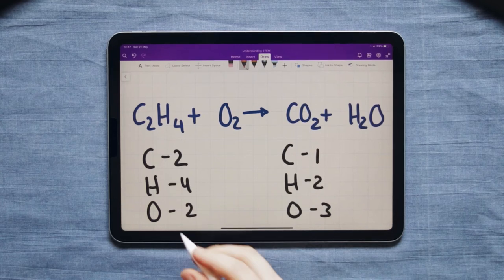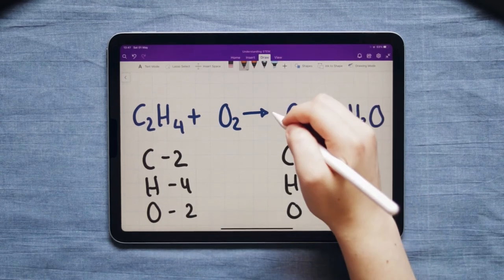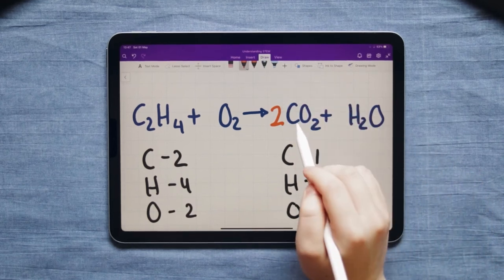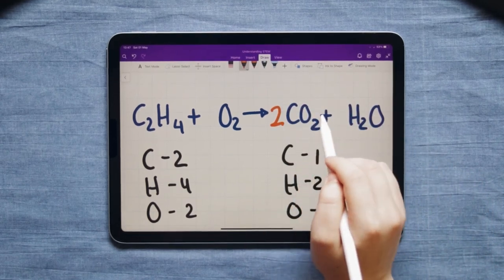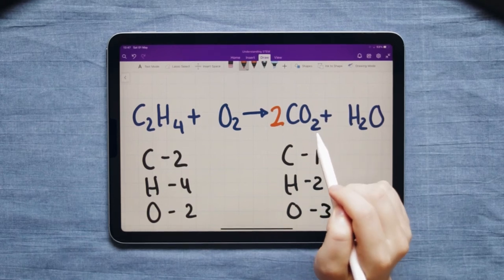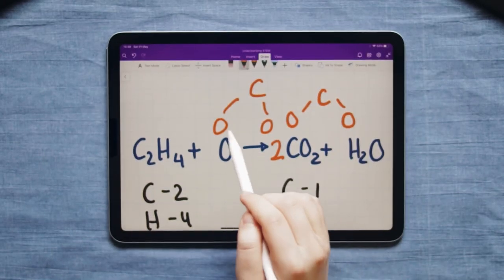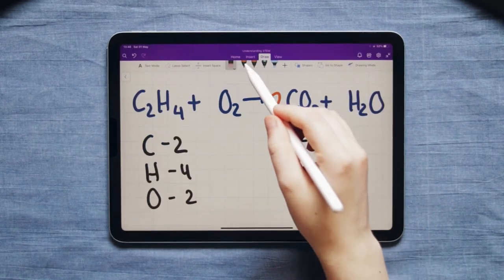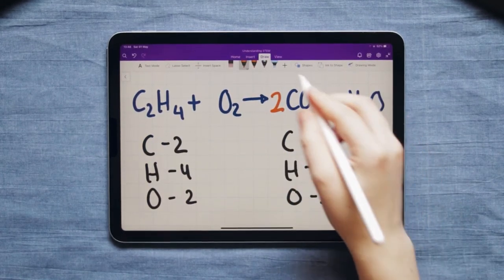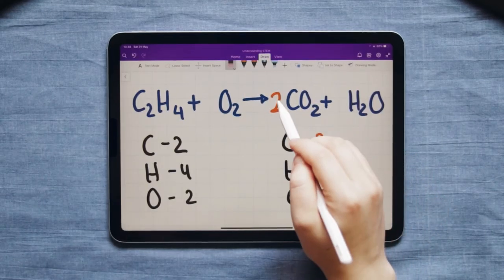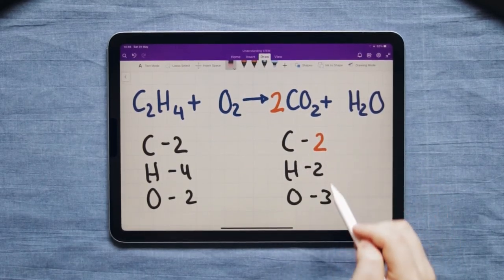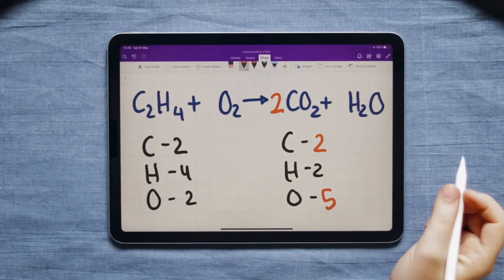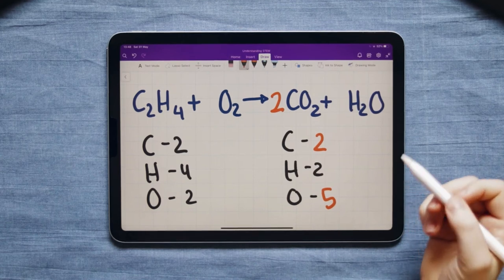In order to make up for the difference in carbons, we can add a 2 here, which means that now there is 2 times this whole molecule of carbon dioxide. But also now there are 4 oxygens. So now we have 2 carbons. We have 2 times 2 is 4 plus 1 is 5. We have 5 oxygens.